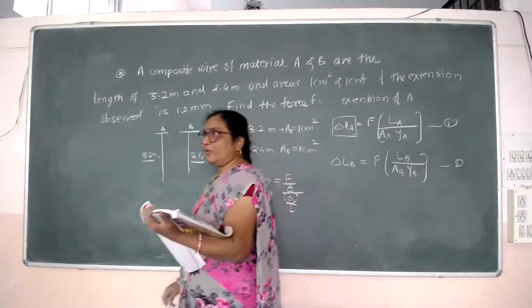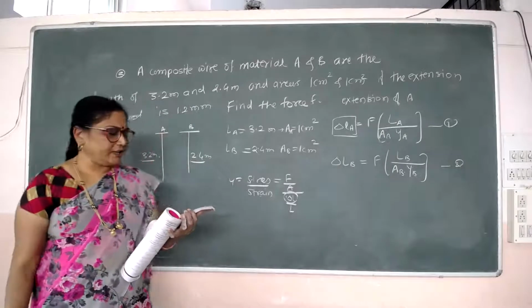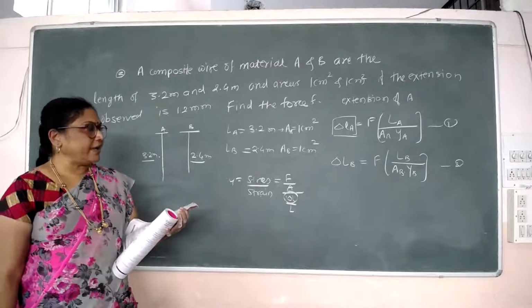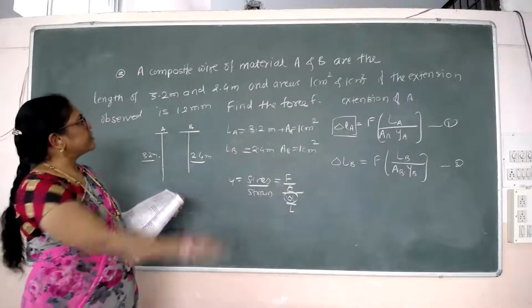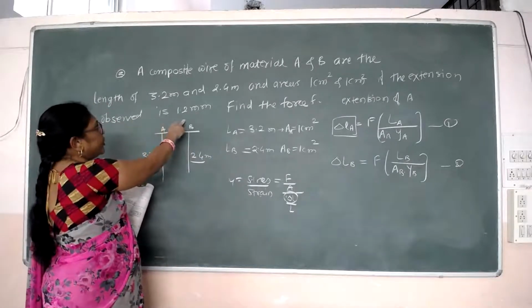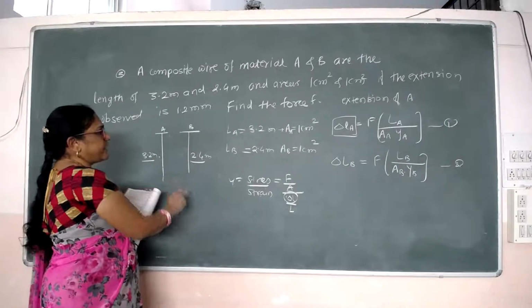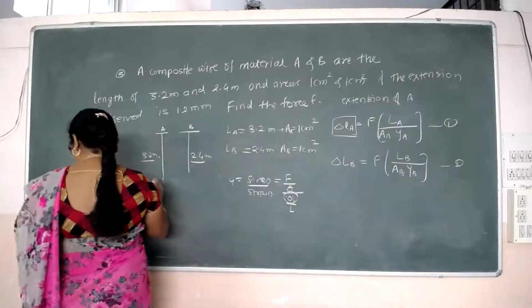Then the change in length of both the wires is given as 1.2 millimeter. The extension observed is 1.2 millimeter. It means there is an extension observed in between both of these wires.